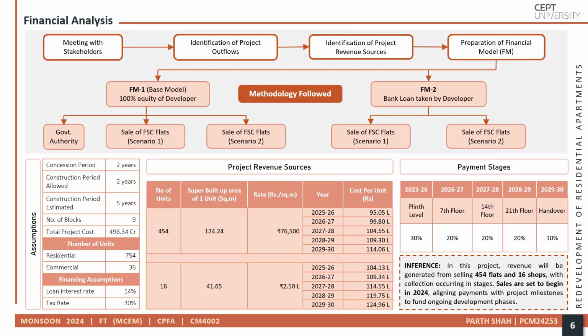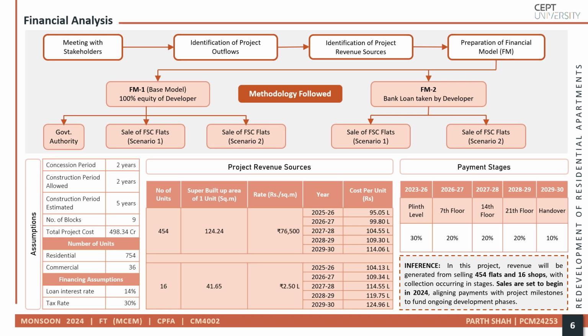After preparing the work breakdown structure, the next step was conducting the financial analysis, which involved preparing two financial models. In the first model, 100% equity of the developer was considered, while in the second model, a bank loan was considered. Both models were analyzed under two different sales scenarios to ensure a comprehensive understanding of potential outcomes.